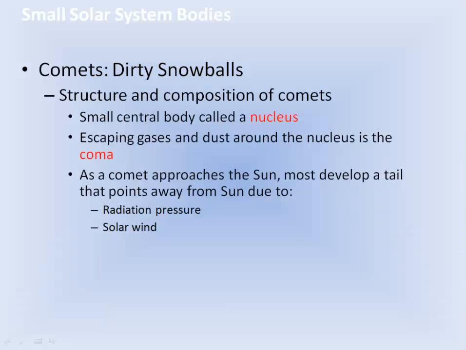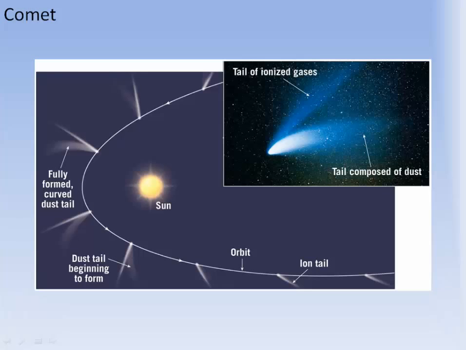Structure and composition of comets: a small central body called the nucleus. Escaping gases and dust around the nucleus make up the coma. As a comet approaches the Sun, most develop a tail that points away from the Sun due to radiation pressure and solar wind. So here we have a comet with its coma, and here as it's traveling closer to the Sun, its tail is going to be pointing away from the Sun.